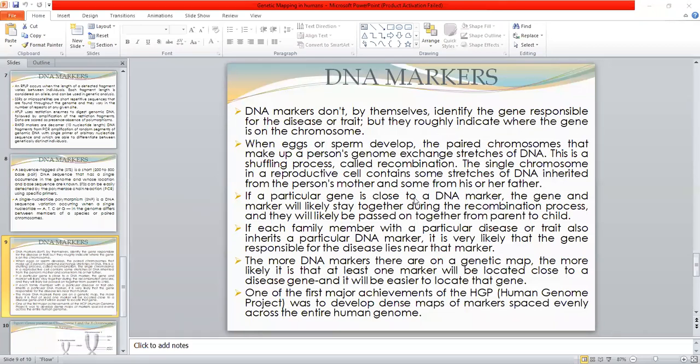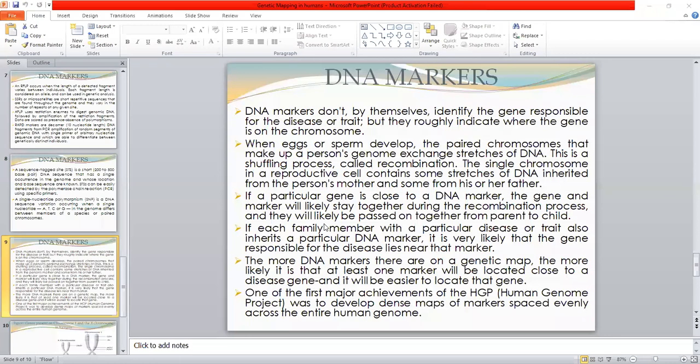This recombination creates new combinations in the gametes. A single chromosome in a reproductive cell contains some stretches of DNA inherited from the person's mother and some from his or her father. Due to the recombination process, there are new combinations present in the gametes, and this is the basis for the variation in the coming generations.